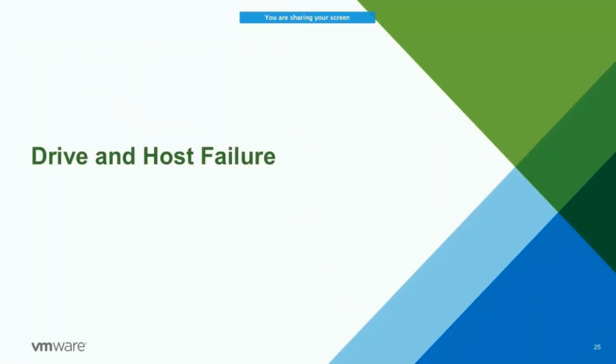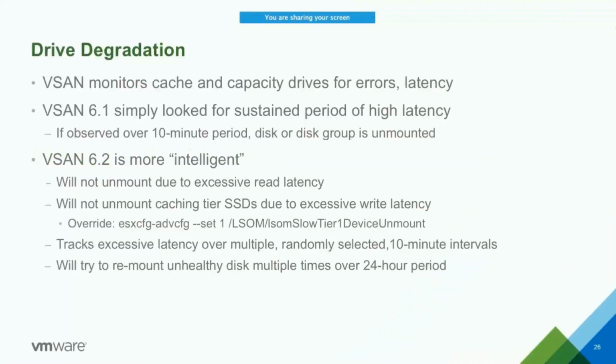Another thing I'll just mention and touch on here real briefly is just drive and host failure. There's a couple things to keep in mind when it comes to that. First and foremost, I want to talk about drive degradation. So what's cool about vSAN is that it has the ability to detect issues in the environment. So in vSAN 6.1, for example, if vSAN observed long periods of high latency, in other words, if over a 10-minute period or so, it would see high latency for a single disk, it would actually unmount that disk, or even potentially the disk group if it was the cache device that was causing issues.